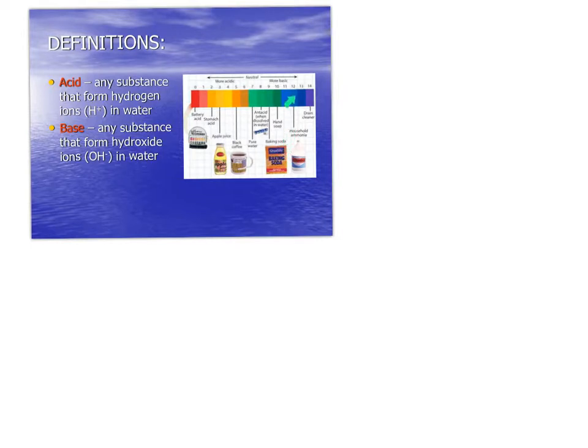Household ammonia is at 12. And drain cleaner, Drano, is 14. So drain cleaner is pretty much lye. And battery acid is not quite zero, but it's pretty much the strongest acid. So you go from battery acid to drain cleaner and everything in between. Almost every substance that is an acid or base falls within this range. So an acid is anything less than a pH of 7, and 7 is neutral. Anything greater than 7 is a base.